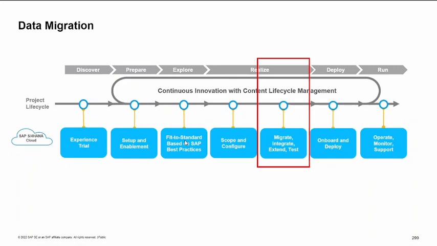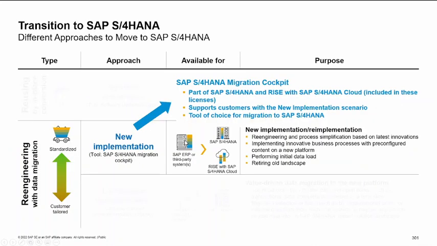A few words about migration that, in my eyes, are quite important. The migration is part of the realize phase, of course. And for this, we have the so-called Migration Cockpit. Migration Cockpit is an application, a quite powerful application. It is part of SAP S/4HANA, SAP S/4HANA Cloud. It is included in the license, and it is supporting migration. Okay, it is a guided migration if you want, and this is the only thing I would like to introduce to you to show you how it works.